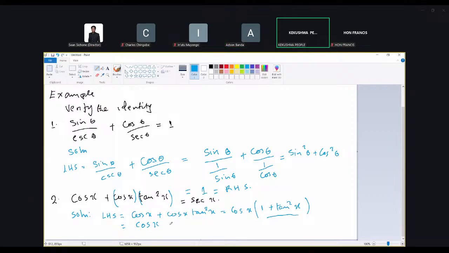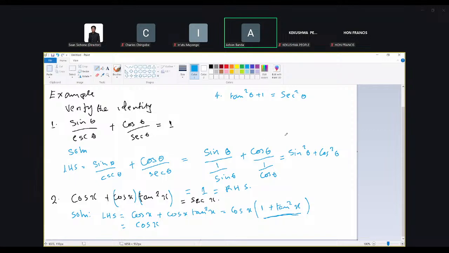Come again. So what identity is this? We have 1 plus tan squared x. Do we have such an identity? Yes, it's the fourth one. So it is identity number 4. Identity number 4 says that tan squared theta plus 1 is equal to sec squared theta. So that is our fourth identity.